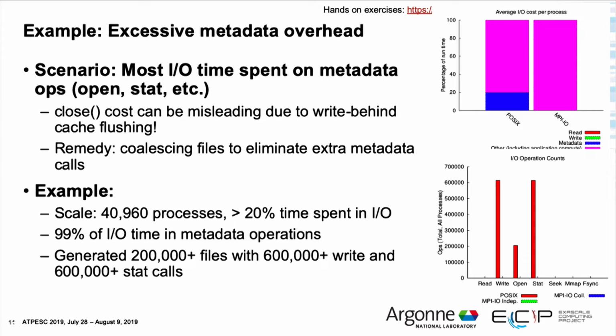So if you can, instead of doing 200,000 files, which is what Darshan told us this user was doing, is there a way to use collective I/O, use something like HDF5, and really collapse that down? So instead of opening and statting 200,000 files, you're only opening 1 file, or perhaps a dozen files.